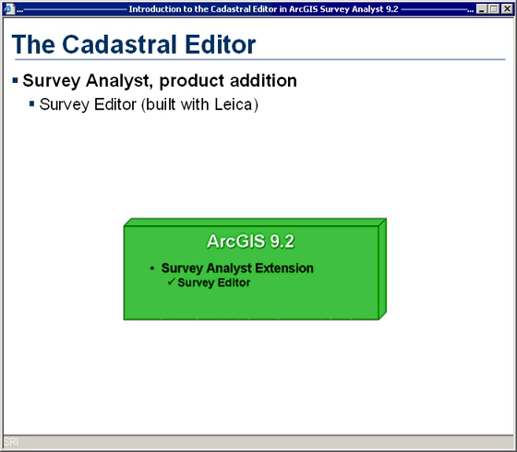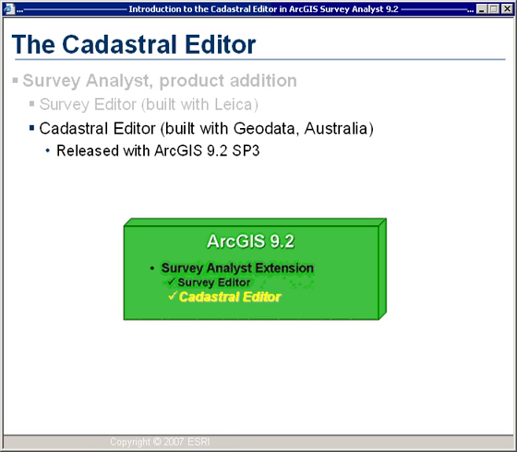The Cadastral Editor is a new part of the Survey Analyst extension product. Here you see the existing technology that includes the Survey Editor for processing raw field observations. This technology has been available since ArcGIS 8.3. The Cadastral Editor is an addition to the Survey Analyst extension that was released with Service Pack 3 of ArcGIS 9.2. The Cadastral Editor technology was built together with an Australian software development company called Geodata.